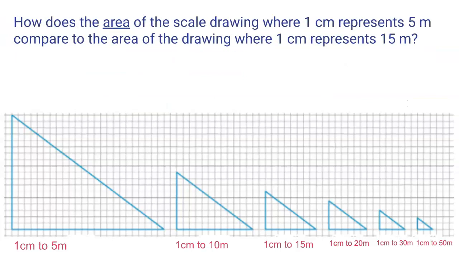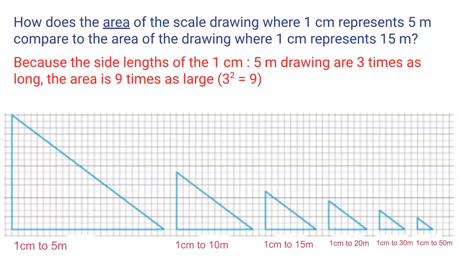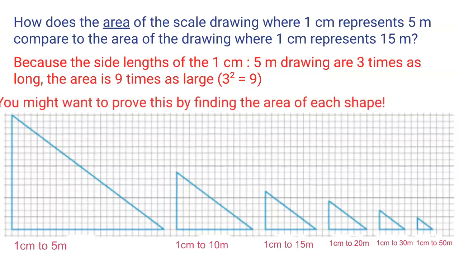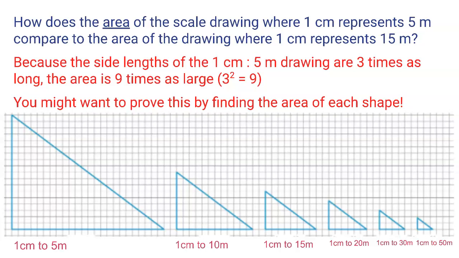Right. If you think about areas, how does the area of these scale drawings compare? So we'll still look at the 1 centimeter to 5 meters and the 1 centimeter to 15 meters. You should notice that because the side lengths of this first drawing are 3 times as long, the area is 9 times as large. Remember that scale factor squared shows you your area factor, and 3 times 3 is 9. If you're still a little hesitant about this topic, you might want to prove it to yourself by finding the area of each shape and see that it really is 9 times as large.